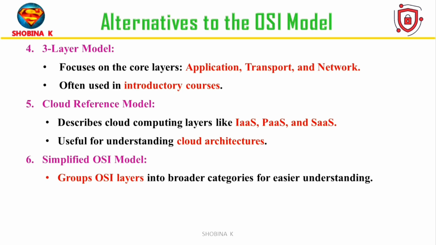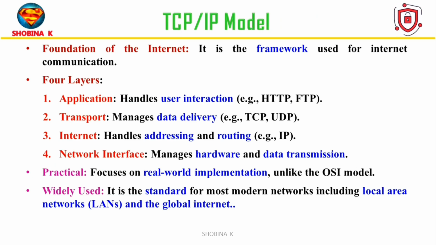The OSI model is great for learning, but alternatives like the TCP/IP model are more practical for real-world networking. Each model has its use based on context and purpose. Now let's understand the TCP/IP model in a simpler way. This model is the foundation of the Internet. It has just 4 layers, which are application layer, transport layer, internet layer, and network interface layer.